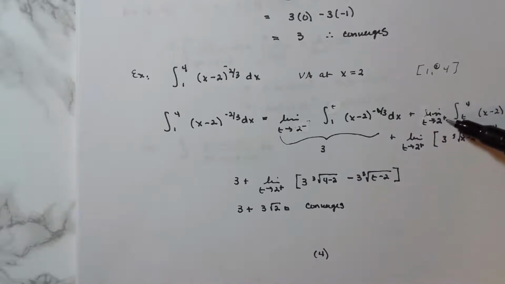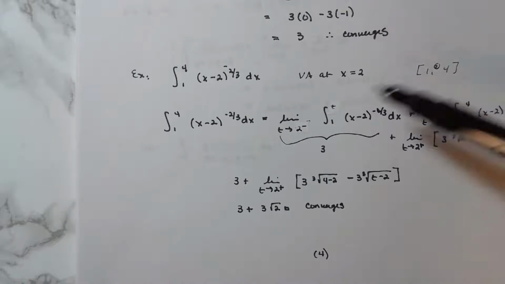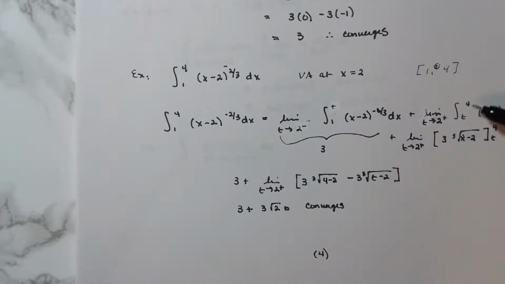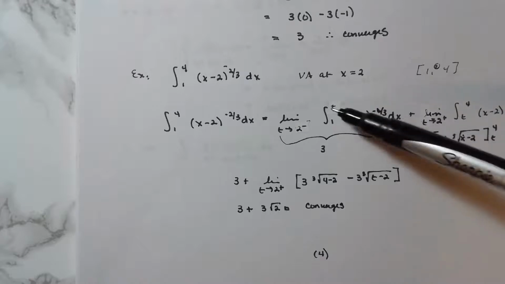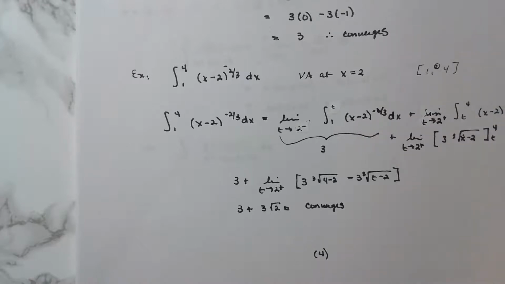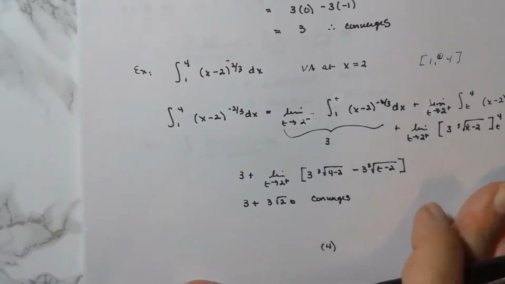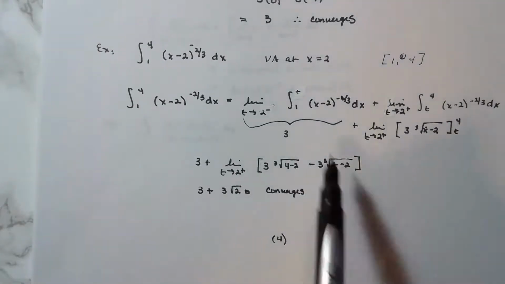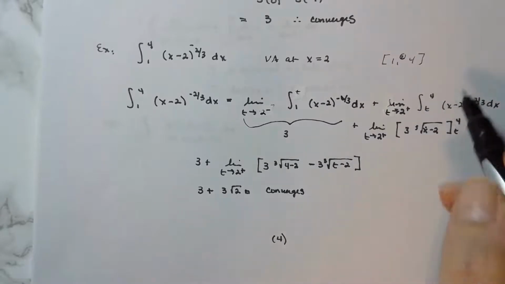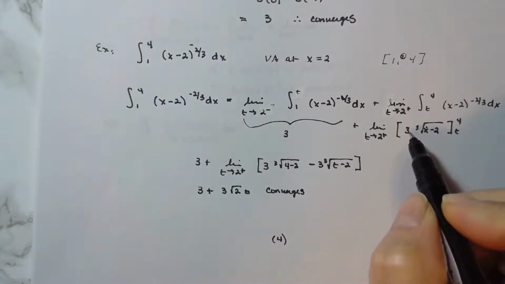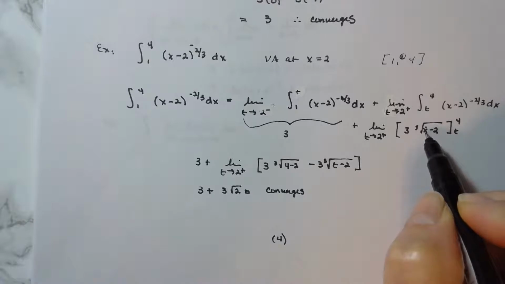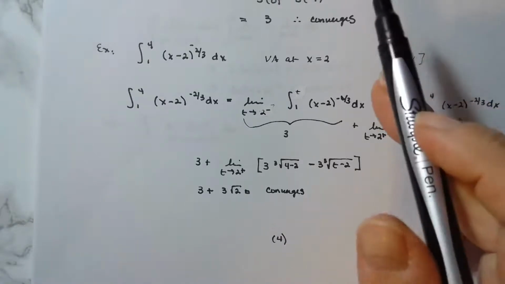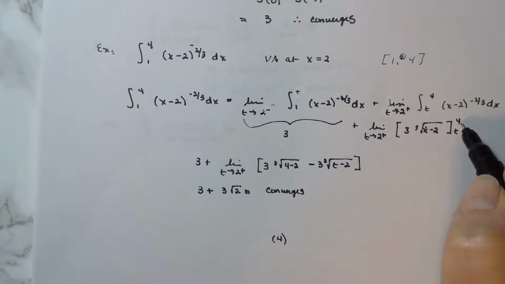Plus, the limit as t approaches 2 from the right, from t to 4. So you notice I'm going from 1 to t to 4. So those have to match. Those crisscross symbols have to match. And we have this. And of course, I know this is messy, but I was trying to write it up really quick. What we know is we have 3 plus the limit, and this is just 3 times the cube root of x minus 2, because we did it above, but we're evaluating it from t to 4.